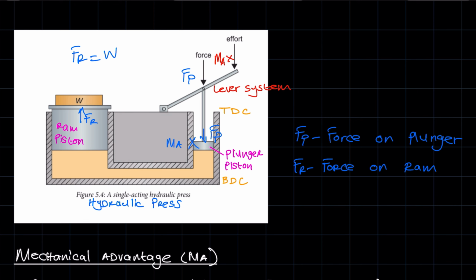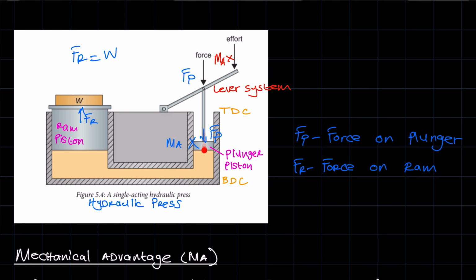Let me go over that again. You get the force coming into the lever system. The force coming into the lever system is the effort. The force coming into the system is then multiplied by the lever system's mechanical advantage, and the product of the force coming into the lever system and the mechanical advantage gives us the force that we get out of the lever system, which is the force on the plunger. And then the force coming out of the lever system, which is the force on the plunger, then becomes the force coming in to the hydraulic press.